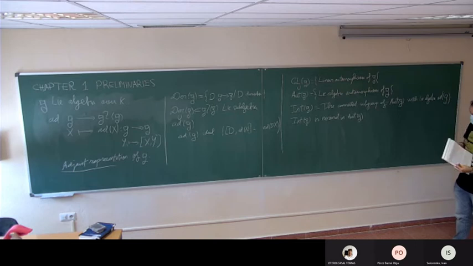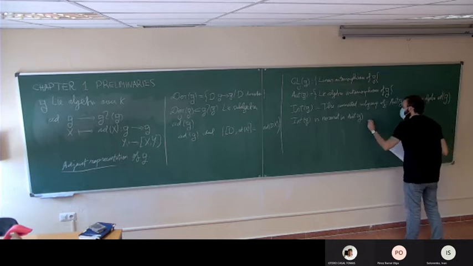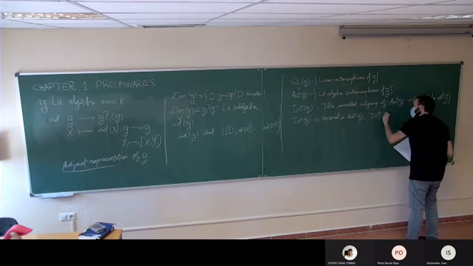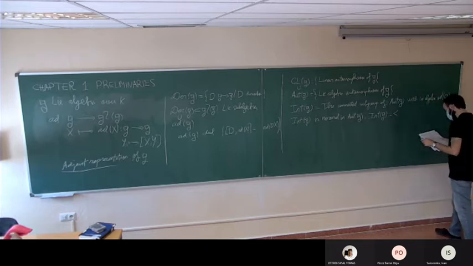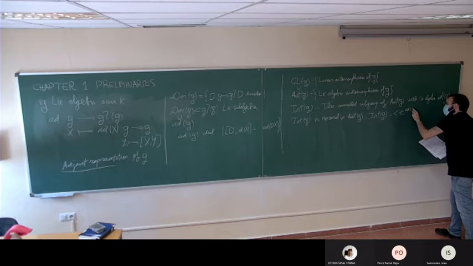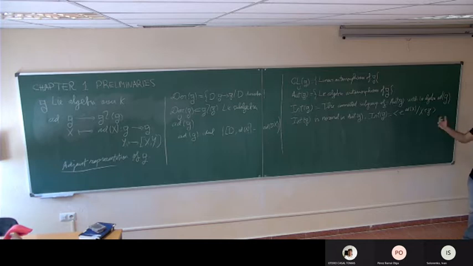Also, as a consequence of the fact that this is the connected subgroup with the algebra g, one can describe the group of inner automorphisms as the group generated by all transformations of the form e to the ad x. This is because when you take a Lie subalgebra, the connected subgroup whose Lie subalgebra is, let's call it h, is the group generated by all exponentials of h.